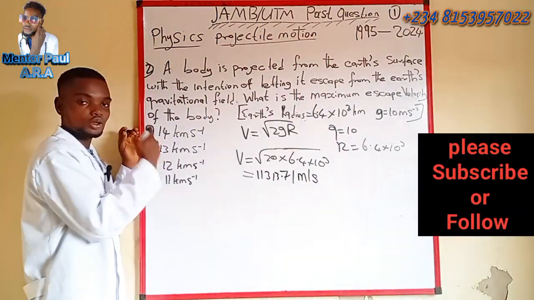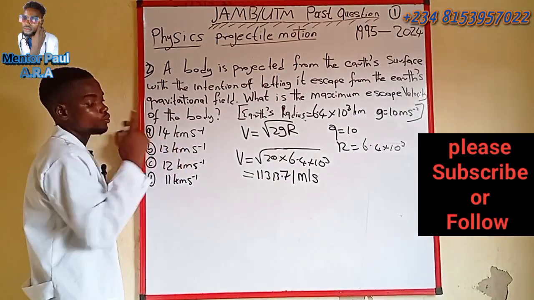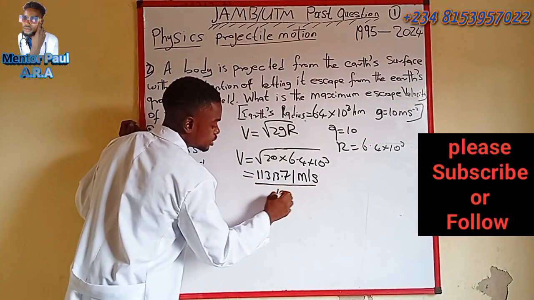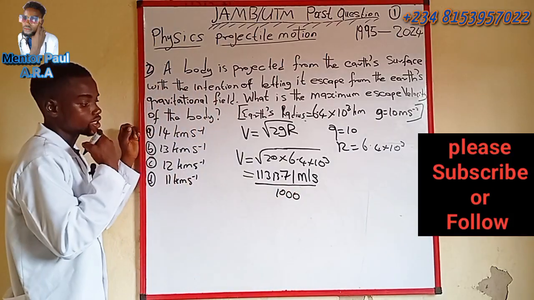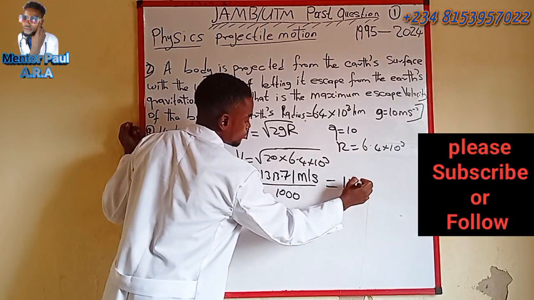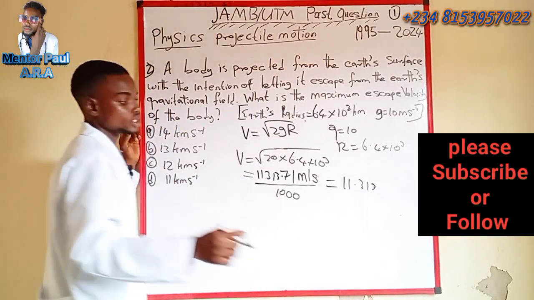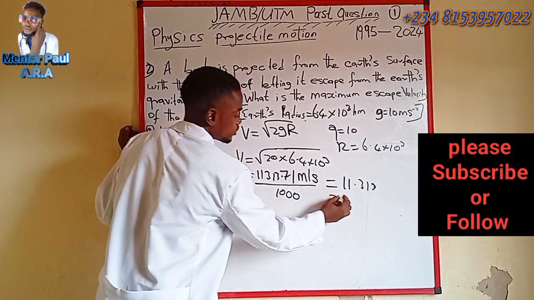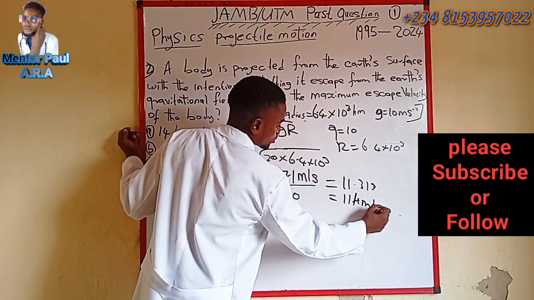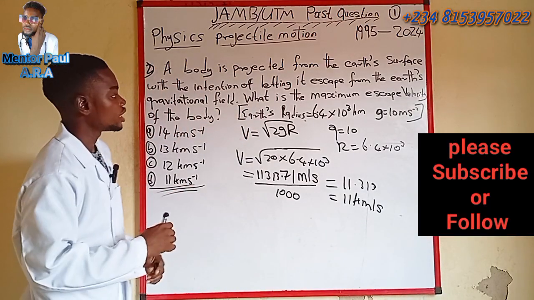Now this is going to be in meters per second, whereas if you look at the options given to you, they are in kilometers per second. To change meters per second to kilometers per second, you divide it by 1000. Dividing it by 1000, you're going to have an answer which is equal to 11.313, and so on. Now you have to correct to the nearest whole number, which is 11, and this 11 will now be in kilometers per second. All right, so look for the option. You have it as option number D.